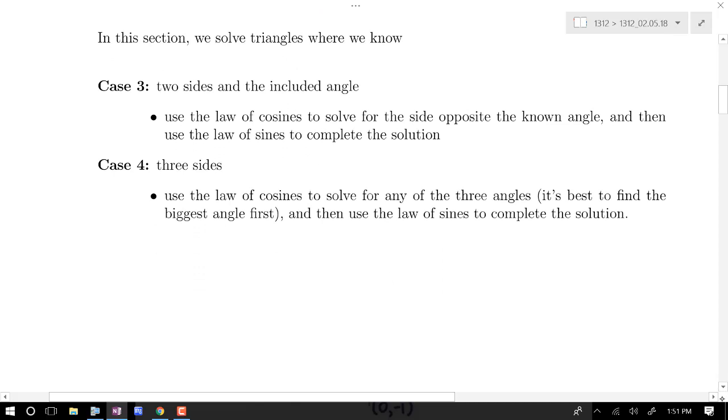A quick note about case 4, because we're using law of cosines just to find the angles, right? Like if we know all three sides, the angles are the only things we need to find. Always start by finding the biggest angle first, if you have a choice, because arc cosine will return an angle between 0 and 180. Arc cosine can return an obtuse angle, even though arc sine cannot. So if you're going to use law of cosines to find an angle and you have a choice, find the one you know is bigger, right? And we know that a bigger angle is opposite a longer side.